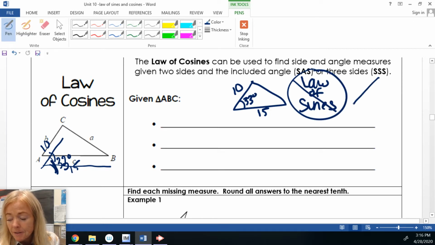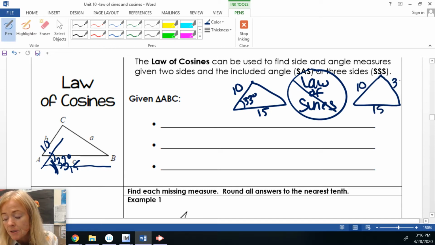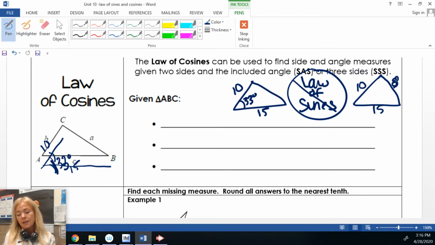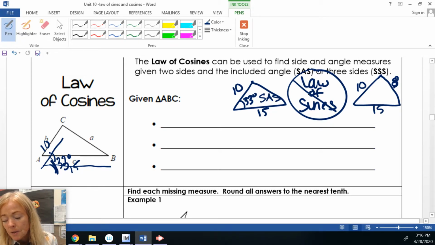Or if I have another triangle of side, side, side, so I know this is 10, this is 15, and this is 30, or I better say 3. Well, it can't be 3. Say it's 8. Okay, so 8, 10, and 15. Not a right triangle. I don't have any of the three angles, and I cannot use the law of sines. So side, angle, side, or side, side, side.